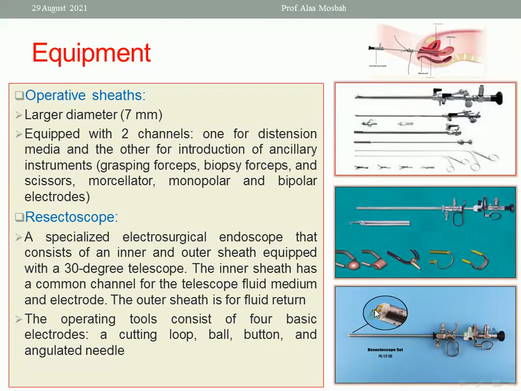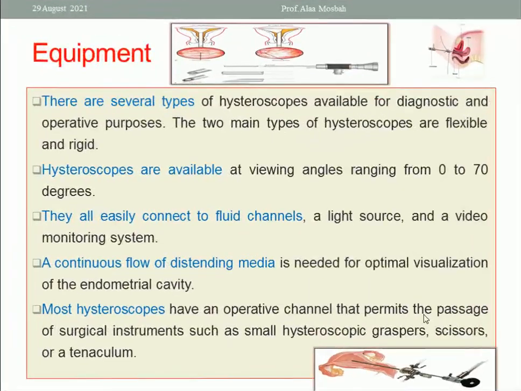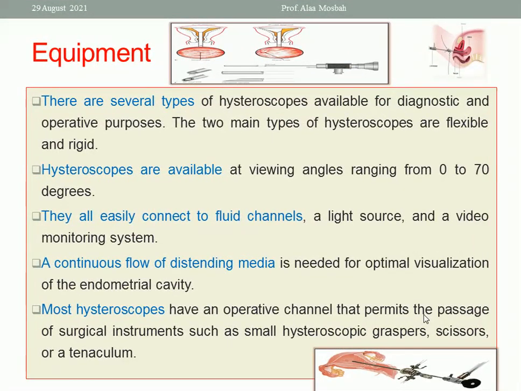As you see in this picture, this is the cutting loop and this is the resectoscope with 2 sheaths, inner and the outer one, and a 30-degree lens. Okay, so we have several types of hysteroscopes with different sizes also available for diagnostic and operative purposes. And we have 2 main hysteroscopes, the flexible one and the rigid one.